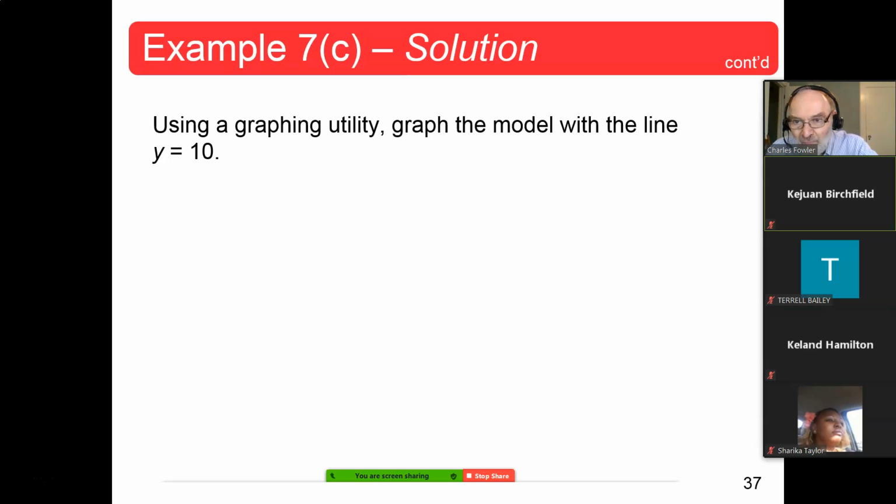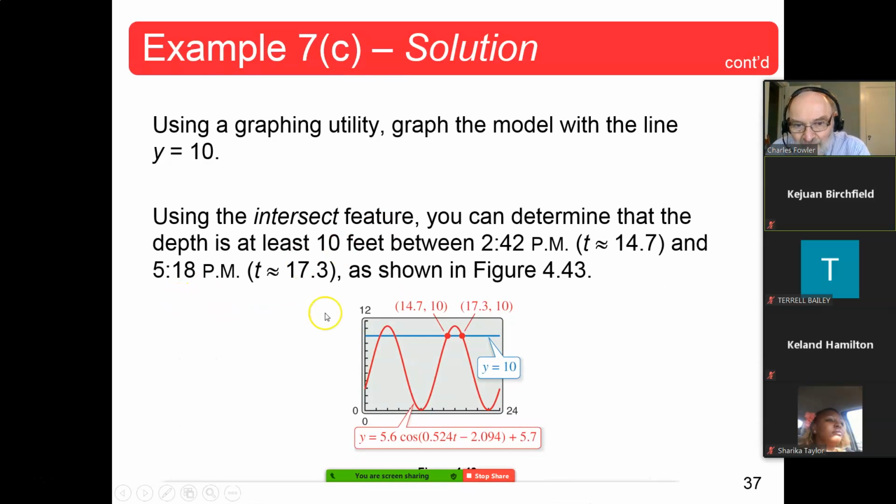Graph the model with a line y is equal to 10. There's that line y is equal to 10. See where they intersect. It was 14.7 hours and 17.3 hours. Okay, so that's from a graphing calculator, which is perfectly fine to use. Well, 14.7 hours. Well, 14 is going to be 2 o'clock in the afternoon. And 0.7 times 60 would be 42. 2:42 in the afternoon, that's PM, to 17.3.